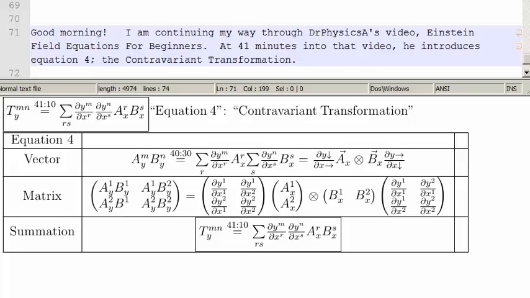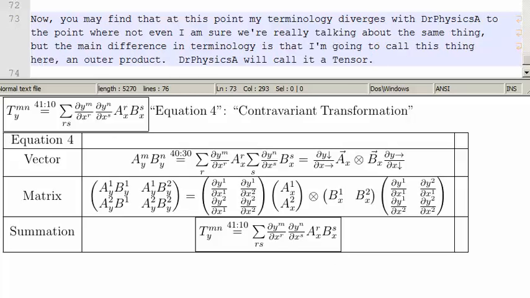Good morning. I am continuing to work my way through DrPhysicsA's videos Einstein Field Equations for Beginners. At 41 minutes into that video, which I have denoted here as 41:10, he introduces equation 4, the contravariant transformation. Now you may find that at this point my terminology diverges with DrPhysicsA to the point where you're not even sure that we're really talking about the same thing.